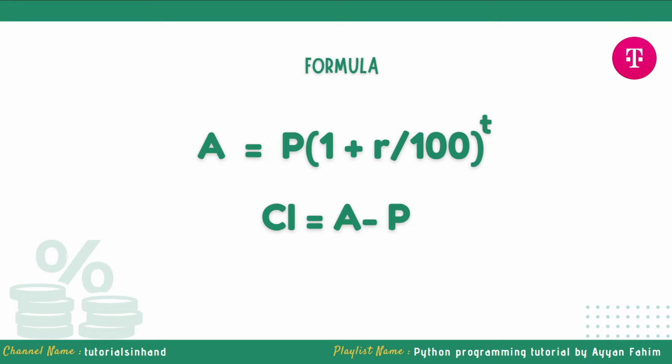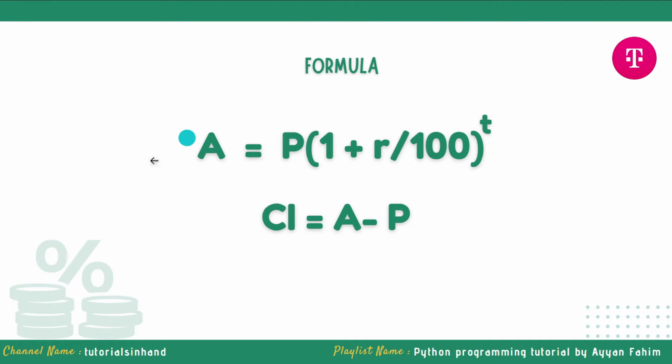We are aware that compound interest is equal to amount minus principal, wherein we can get the value of amount with the help of this formula, which is principal into (1 plus r by 100) to the power t. So let's understand what approach we are going to take. In this particular program, the only game is to change this mathematical expression to a Python expression. The way we will do it is, let's do it one by one.